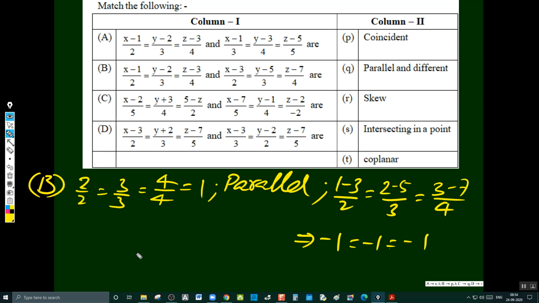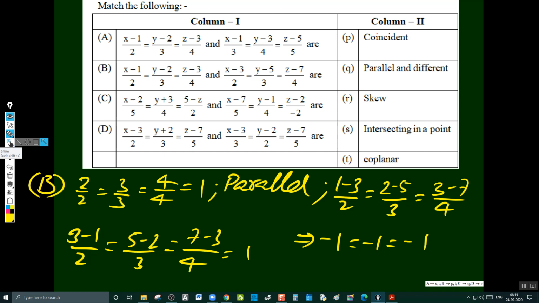Let us check that 1, 3, 5 there. And 3, 5, 7 here: 3 minus 1 by 2, 5 minus 2 by 3, and 7 minus 3 by 4. I think they are equal. Here 2 by 2, 3 by 3, 4 by 4 is also 1. Hence you can say that they are parallel. Being parallel, they are coincident. So this is P. Coming to the next one.